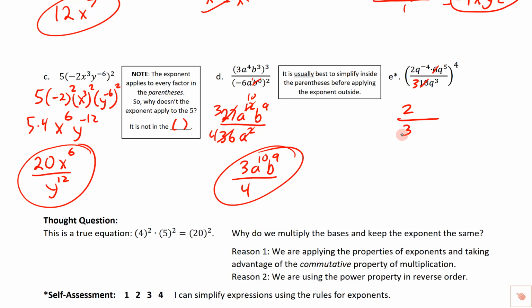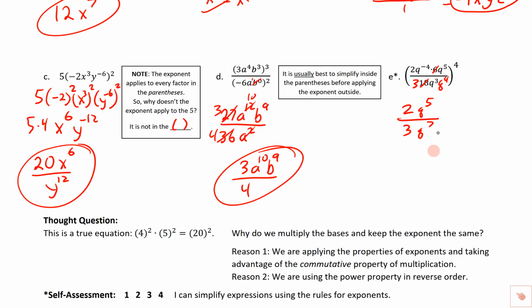Let's take a look at this q right here. I've got a q to the negative 4. Let's go ahead and write that on the bottom. So this is going to be q to the 4th down here. So here's what I've got. I've got q to the 5th on the top, and I've got q to the 7th on the bottom. So we'll take a look here.